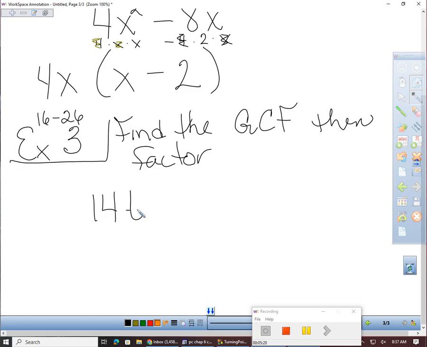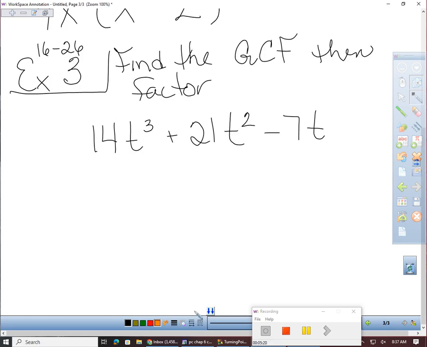All right, so let's say I have something like 14t to the third plus 21t squared minus 7t. What is the biggest number I can take out of 14, 21, and 7? Very good. We're going to take out a 7. And what is the most t's I can take out? Yep, just a t. Because I can't take anything more. The most t's I have is 1 t. Take any more and they're not there, right?